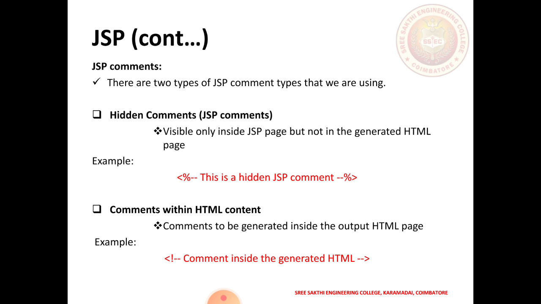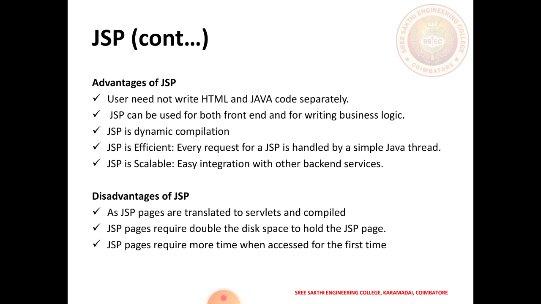Then JSP comments. In programming languages, comments play a main role because they are not compiled. They help the user understand what is described in the program. Here we have two different comments that can be used. When a comment is written inside JSP, it is not visible in the page source. When it is written inside the HTML content, it will be visible in the page source.